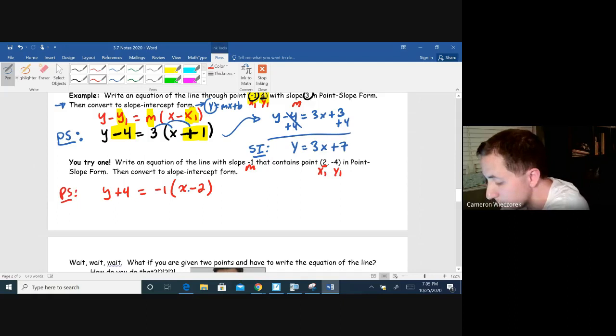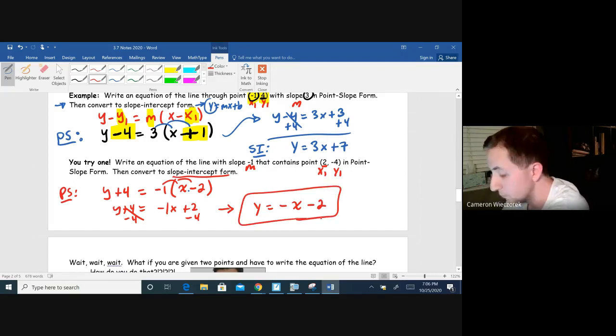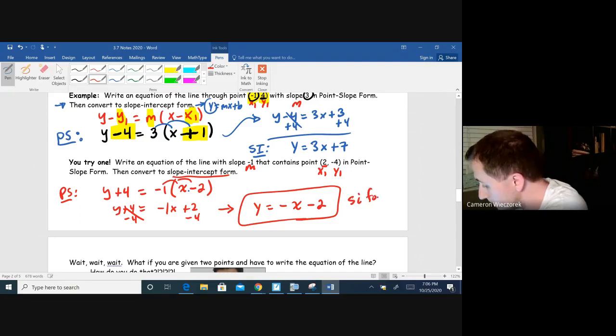That's point slope. They also asked for mx plus b, slope intercept. So I'm going to distribute, get y plus 4 equals -1x plus 2. And then I'm going to subtract 4 from both sides. Get y equals, you could write -1x. I'm just going to write -x. The 1 is not necessary. Minus 2. Okay. This would be your slope intercept form.